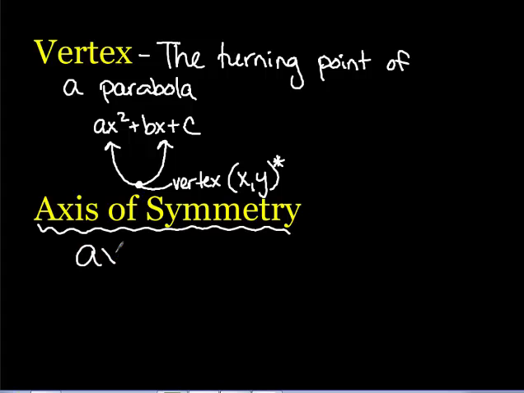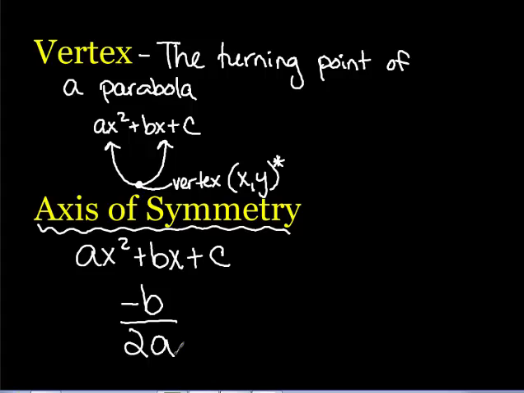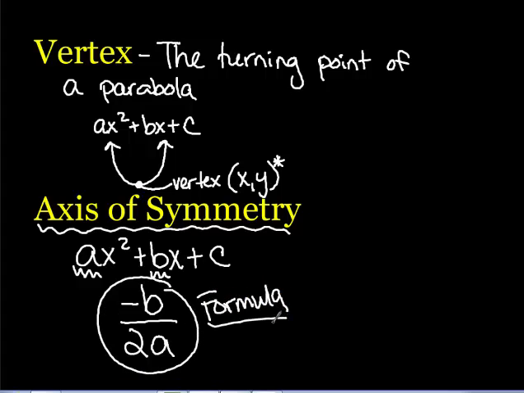When I have the formula ax squared plus bx plus c, I take the opposite of my b value and divide it by 2 times my a value. Remember that a and that b come from here. Make sure you take the sign of a and b into your axis of symmetry. So this is the formula for the axis of symmetry. The axis of symmetry is by this formula here, opposite of b over 2a, which is our formula.